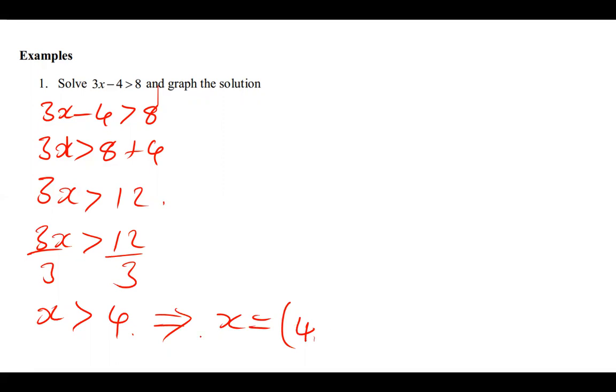So it's open at 4, and then we say comma, positive infinity. And on the infinity symbol, there's always an open bracket. You don't have to put a closed bracket there. Okay, so this is the solution for this interval that we have. Let's quickly look at another question.